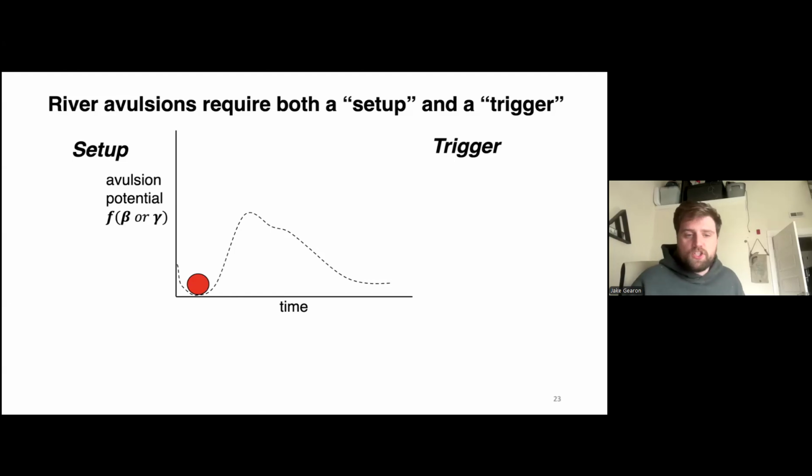So just imagine here that we have this little red ball, which effectively is our river system where an avulsion might happen.